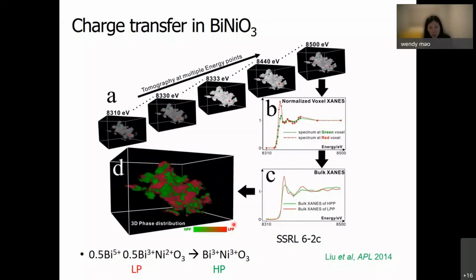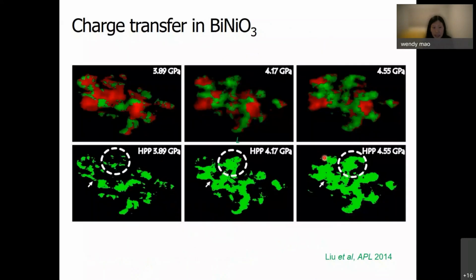And then you can follow these changes by looking at the nickel K edge. With spectroscopic imaging, you can follow changes in the nickel K edge and see how the sample is actually transforming from the lower pressure phase, which is shown in red, to the higher pressure phase, which is shown in green. So you can actually image a pressure-induced redox reaction in 3 dimensions.